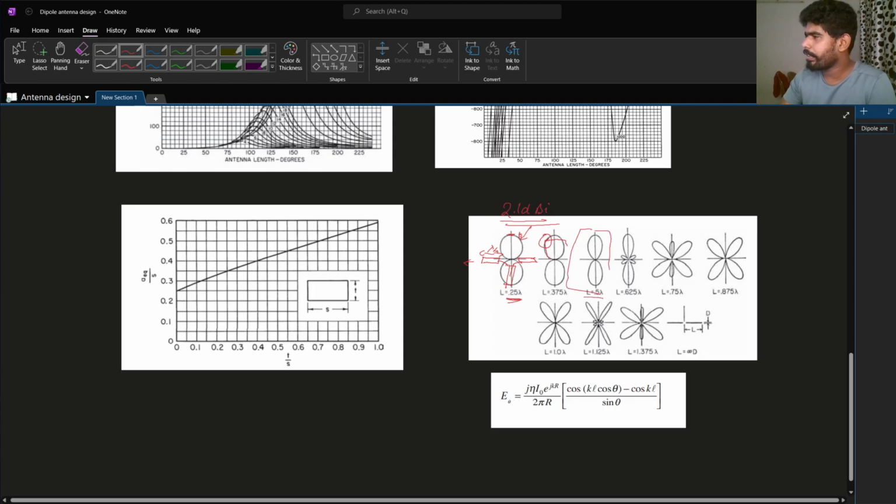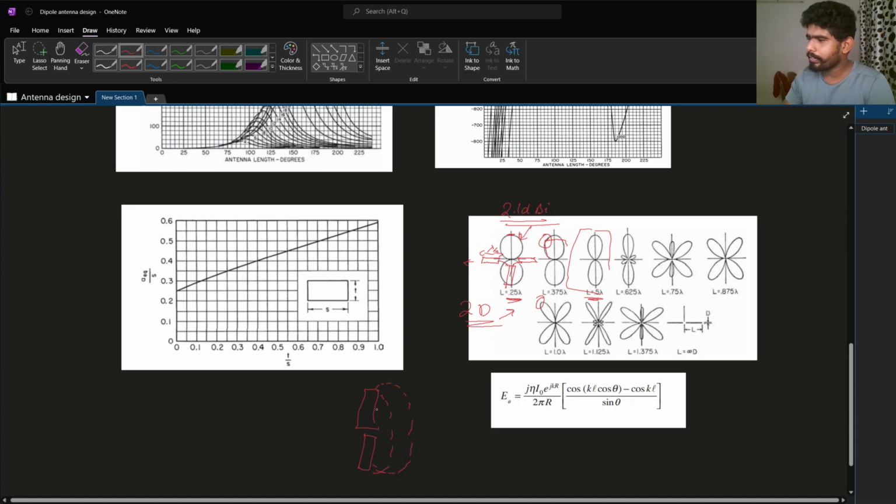Based on different lengths, the antenna radiation pattern is changing. As I said, there may be some cases where your application needs a high gain in this direction, so then you can plot it. This is a 2D graph. In the actual case, this will be the dipole antenna, so the pattern will look like this.